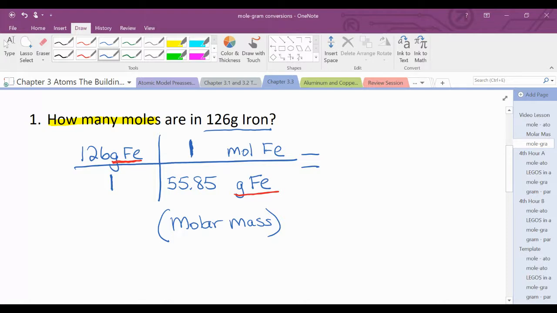I do recommend that you learn the names and symbols for the first 40 elements. It'll make it easier for you. I'm not going to test on it this year. But for example, knowing that iron is Fe will make it easier for you when you're using your periodic table.